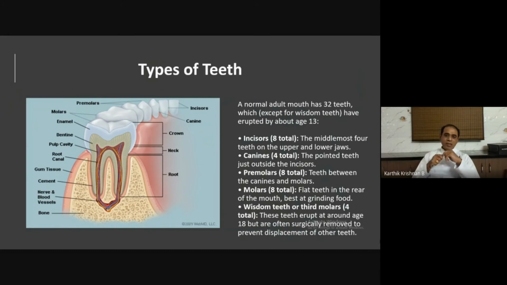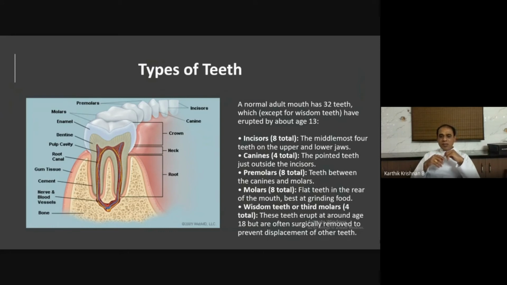Then come the molars. They are the flat teeth on the rear side of the mouth, meant for grinding. Usually we say the front teeth, the incisors, are for looks and the back teeth are for chewing.